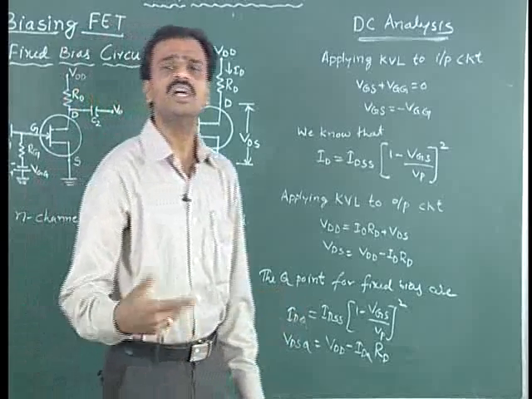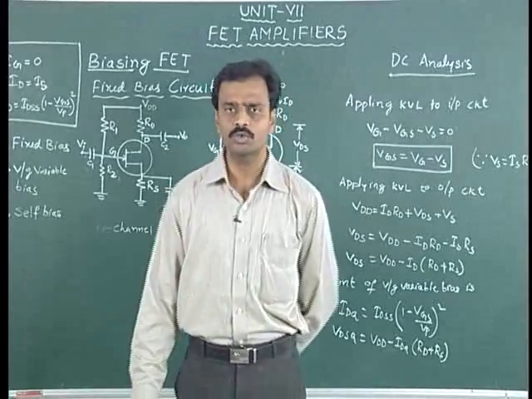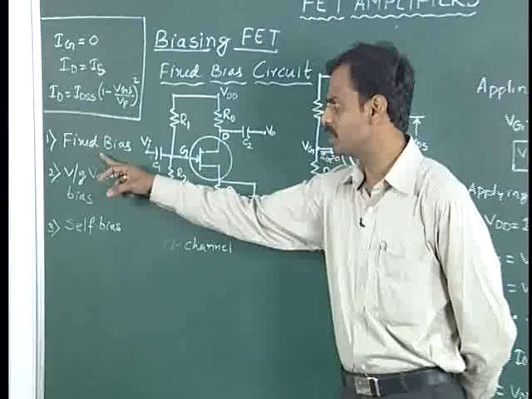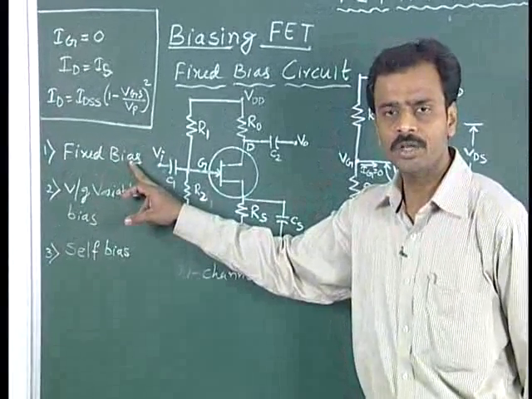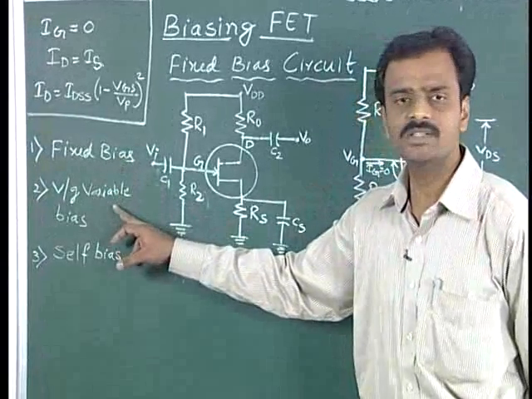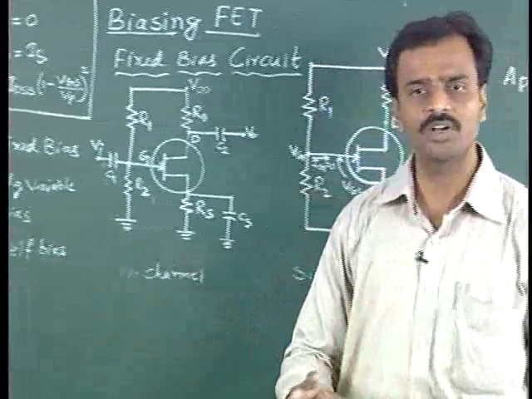Similarly, we'll see the other types of techniques. Next we'll see the second type of technique, which is called the voltage divider biasing technique. Earlier we saw the fixed bias and verified how we can maintain a constant Q value. In a similar fashion, we'll see the voltage divider bias and how we can maintain a constant operating point.